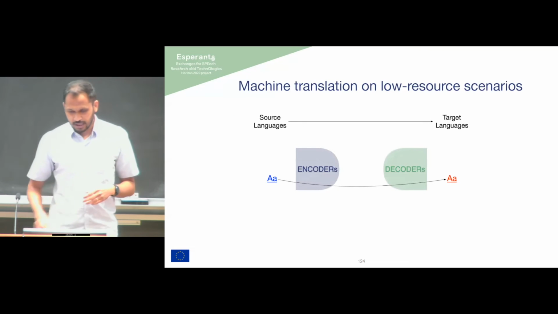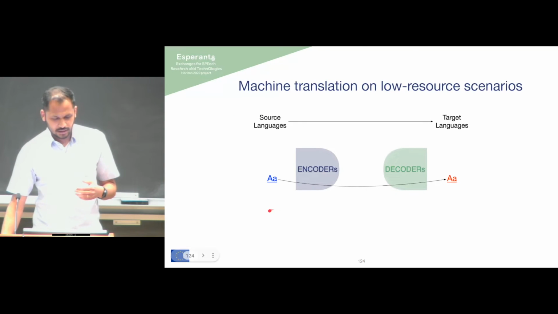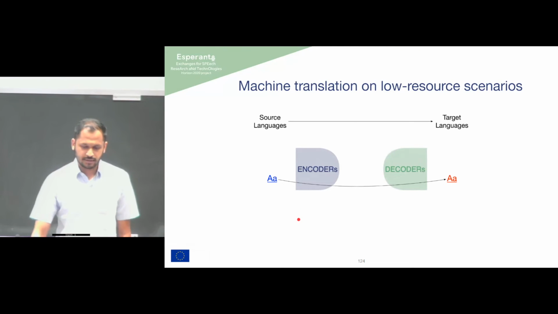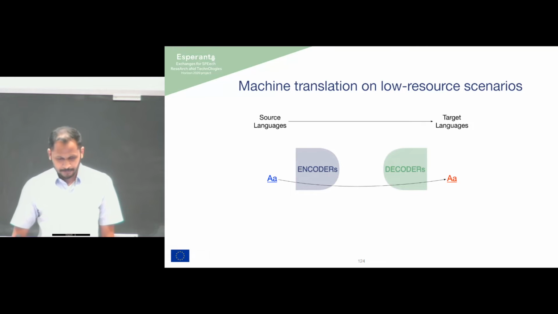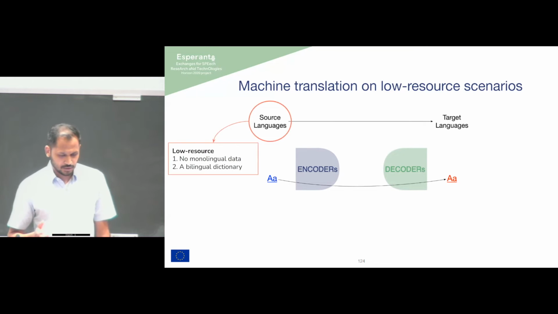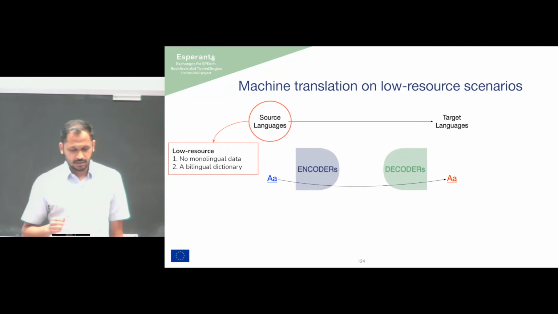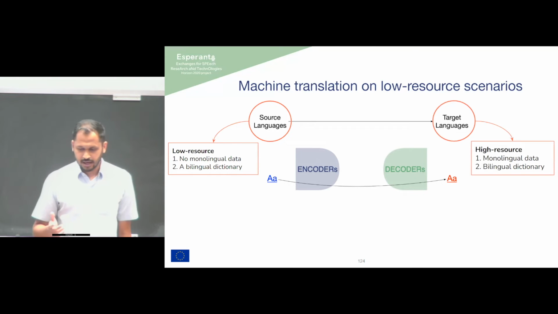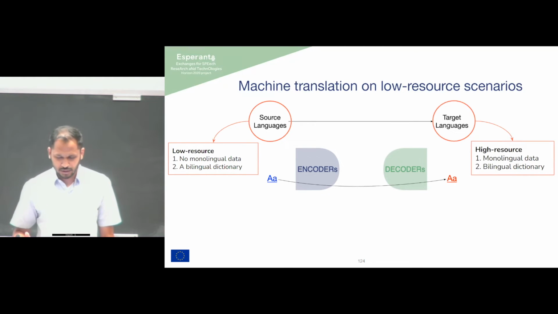To start, let me introduce our framework for machine translation in the low resource scenario. We want to go from source language text to target language text. In our setup, we assume the source language is a low resource language, so we don't have a lot of monolingual data. We just have a little bilingual dictionary. And the target language is a high resource scenario. We have a lot of monolingual data. We have a bilingual dictionary.